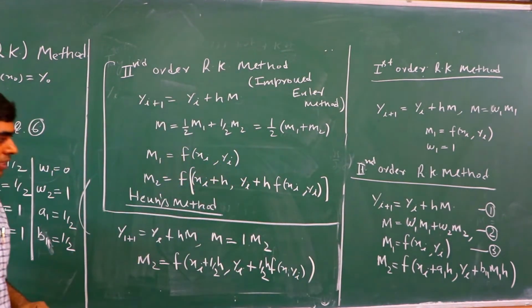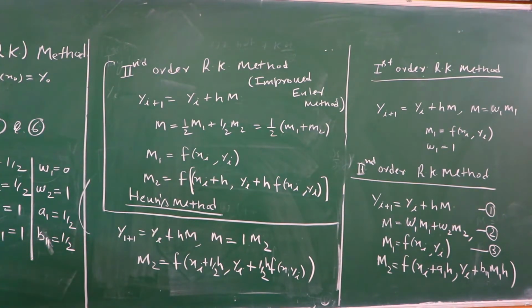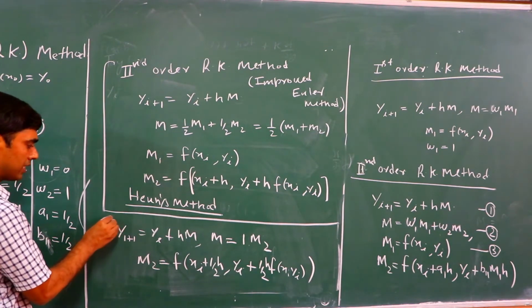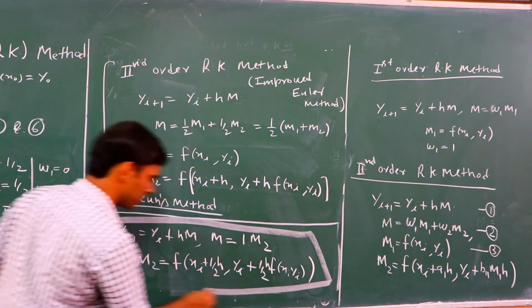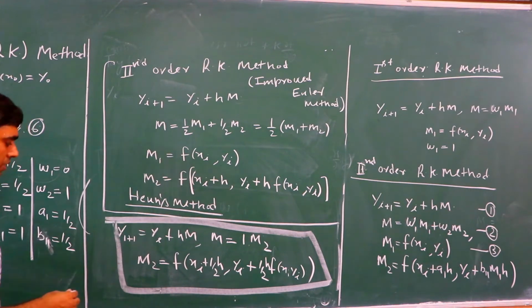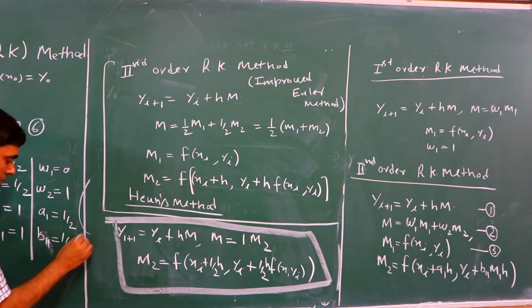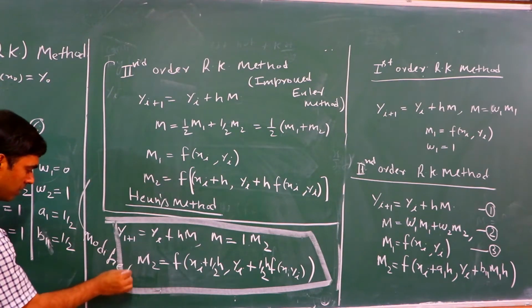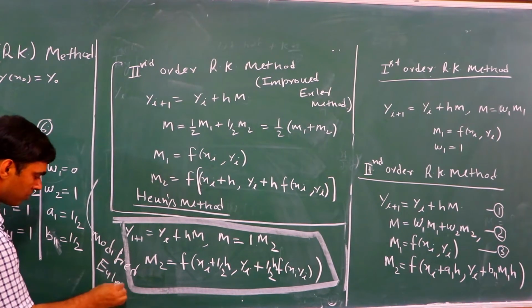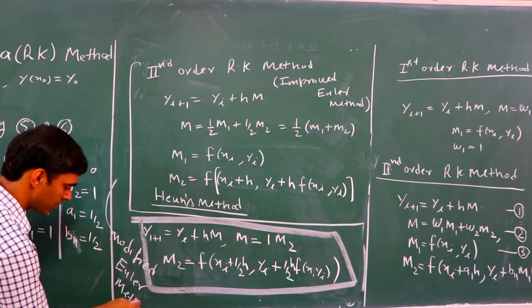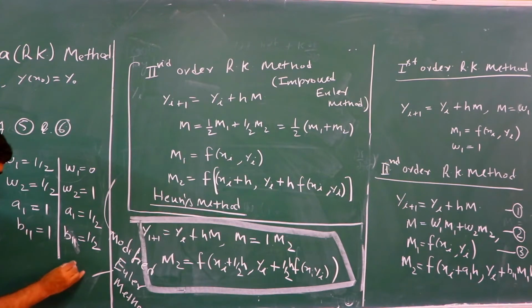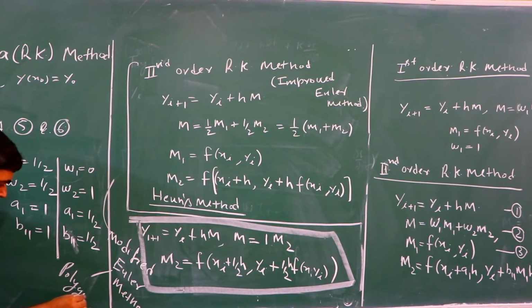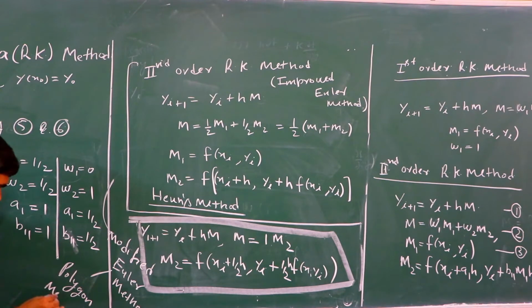So if we closely observe and recall the modified Euler method, this one is the modified Euler method. And this one is also known as the polygon method.